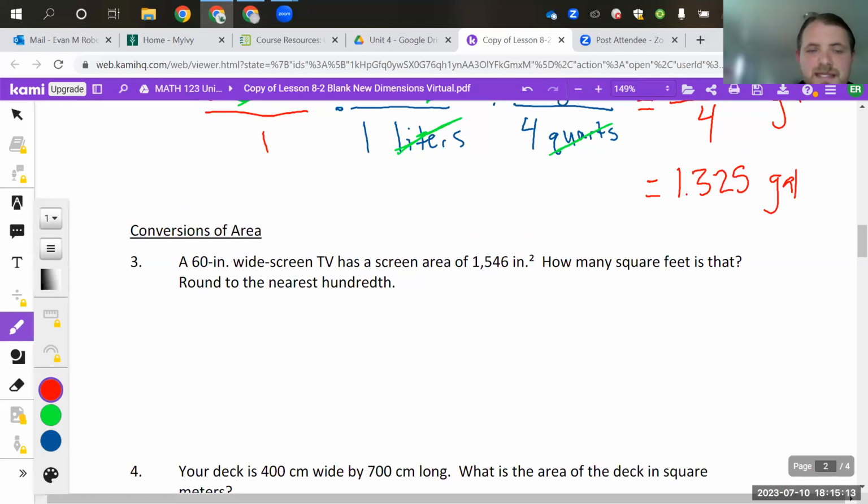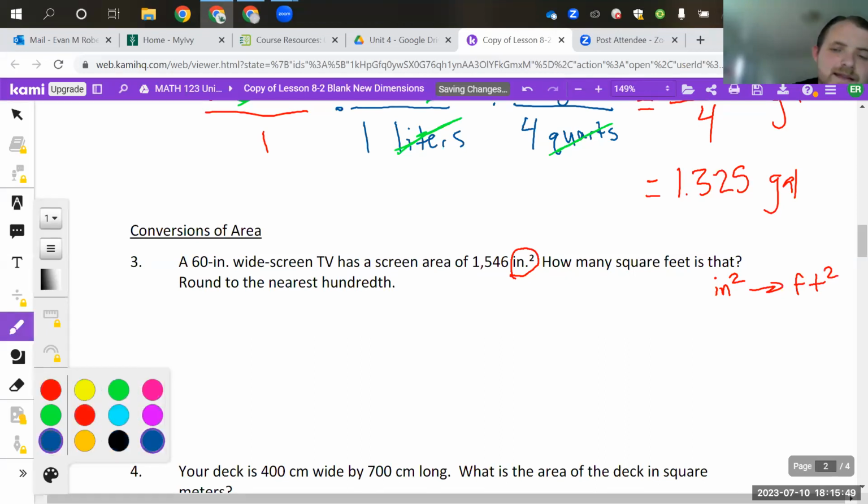I want you to see the main difference here. So it says we've got a 60-inch widescreen TV, and it has an area of 1,546 inches squared. Now, make sure you notice that there's that little 2 there. That's not just there for fun. It'll be important as we come up next. How many square feet is that, rounded to the nearest hundredth? So I'm going to go from inches squared to feet squared.